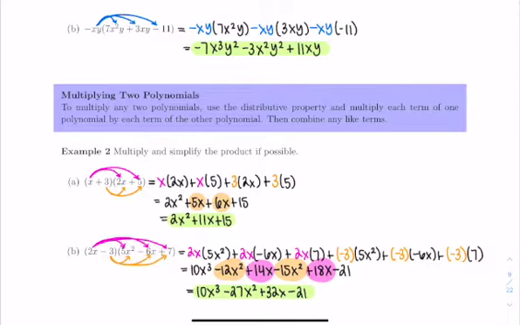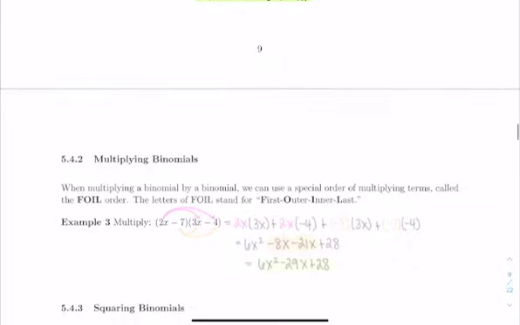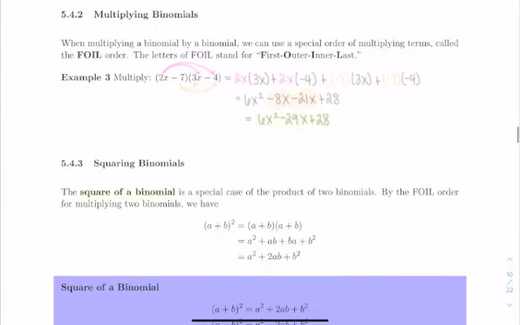Now what about multiplying binomials? When multiplying a binomial by a binomial, we can use a special order of multiplying terms called the FOIL order. This stands for first, outer, inner, last. But what you're doing is you're just distributing like what we did in the previous example. The only thing this is going to be helpful for is if you have a binomial times a binomial. And it's just to help you memorize the order so that you can hit all of the terms necessary. But we're doing the exact same thing.